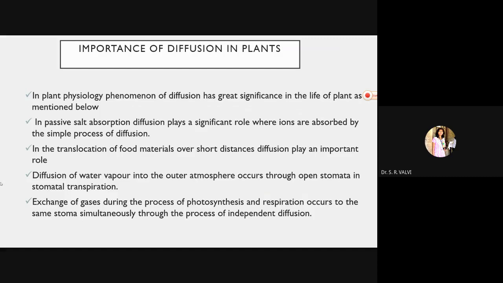See, the first example we have seen is passive salt absorption. Ions are absorbed by the plant through the roots. Then translocation of food material, it must be from the leaves towards the other parts of the plant body. Then diffusion of water vapor through stomatal transpiration. And next it is in photosynthesis as well as in respiration.